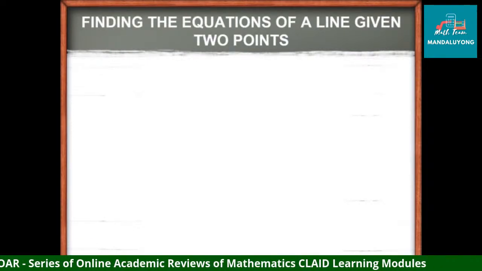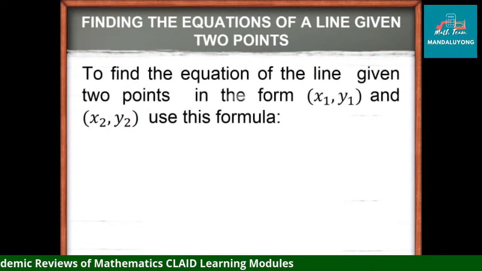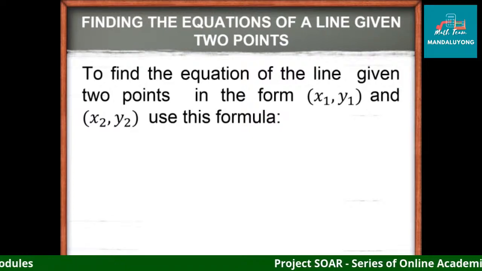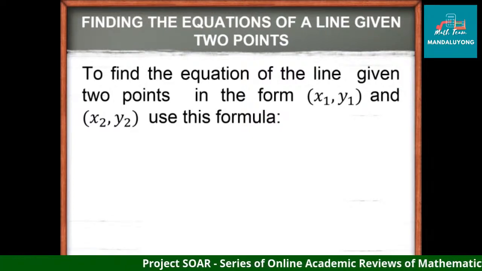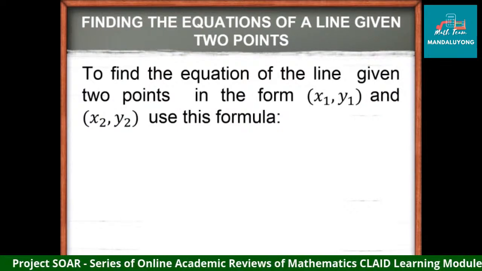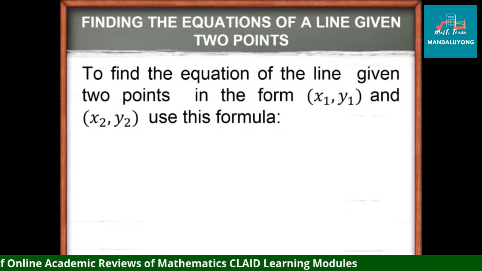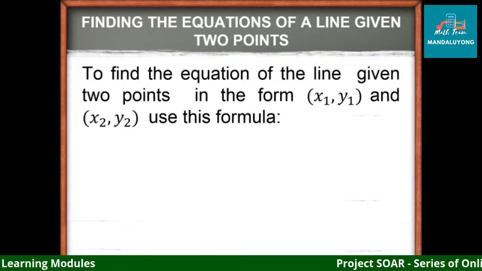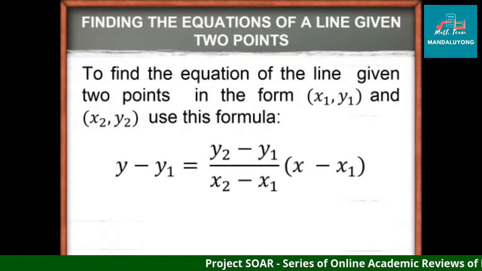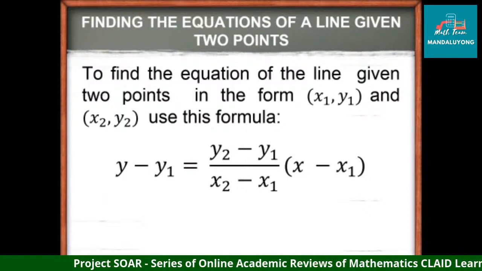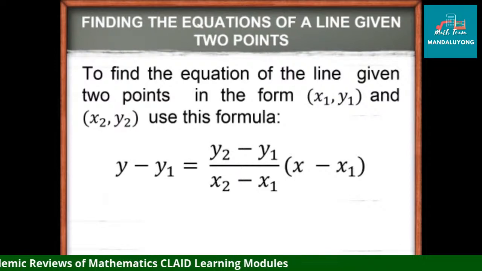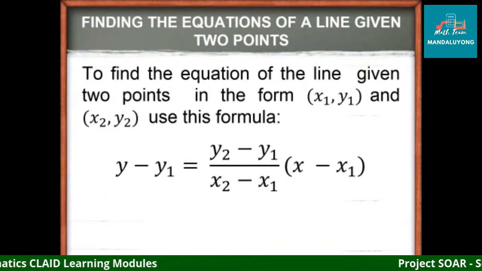The next part of our session is finding the equation of a line given 2 points. To find the equation of the line given 2 points in the form (x sub 1, y sub 1), which is our first point, that's why it was termed x sub 1, y sub 1, and (x sub 2, y sub 2), which is our second point, that is why it was denoted as x sub 2, y sub 2, we will use the formula y minus y sub 1 equals y sub 2 minus y sub 1 all over x sub 2 minus x sub 1 quantity x minus x sub 1.